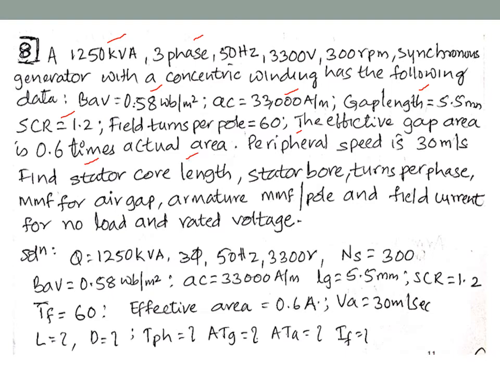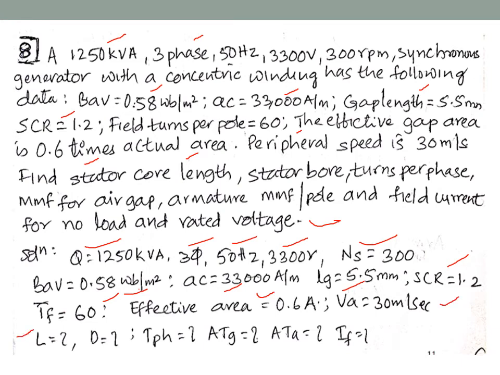Peripheral speed is 30 meter per second. Find stator core length, stator bore, turns per phase, MMF for air gap, armature MMF for pole, and field current for no load and rated voltage. Okay, so the given data: Q is 8250 kVA, 3 phase, 50 Hz, 3300 volt, NS 300 RPM. B average is given, AC is given, LG is given, SCR is given, TF is given, effective area is 0.6 times A. VA, that is 30 meter per second.